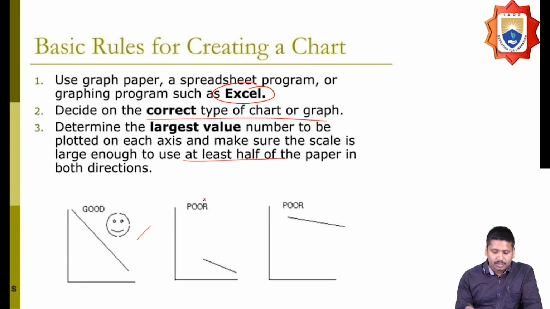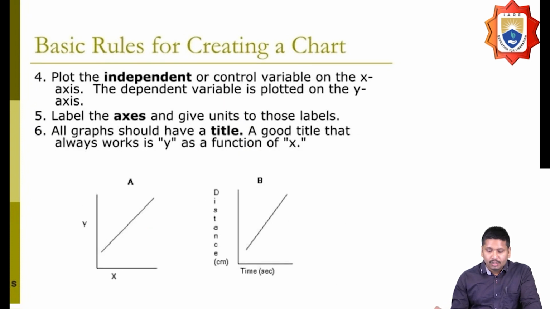Okay, so by seeing this I am able to know the best way of visualizing the graph here. For that, normally you use graph paper or a spreadsheet program, or a graphing program like Excel, and you have to decide what type of chart is correct. And then we plot all the independent or controllable variables on the x-axis, and the dependent variable is going to be plotted on the y-axis.